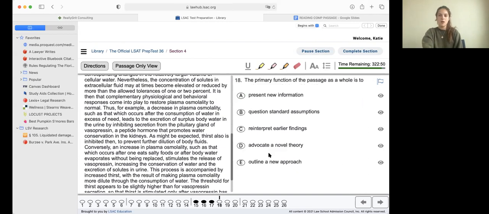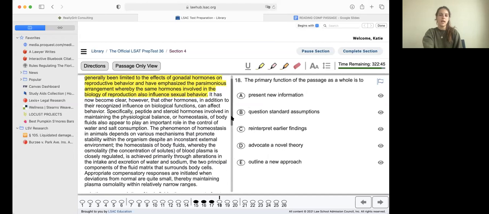Perfect. Okay. Primary function of the passage as a whole. So again, we go back to our main point and the author: is it persuasive, informative, or cost benefit? So it's teaching us how other hormones can affect behavior. So look at these, and in 2 minutes, just let me know which one you think it is doing.